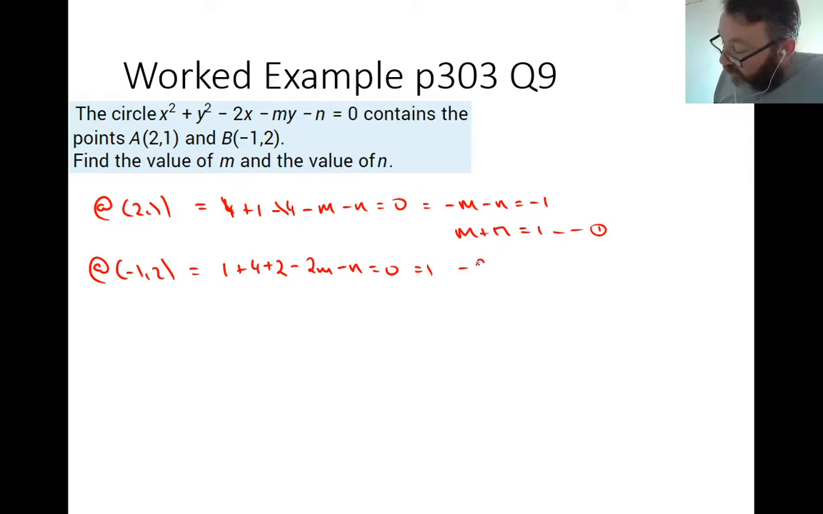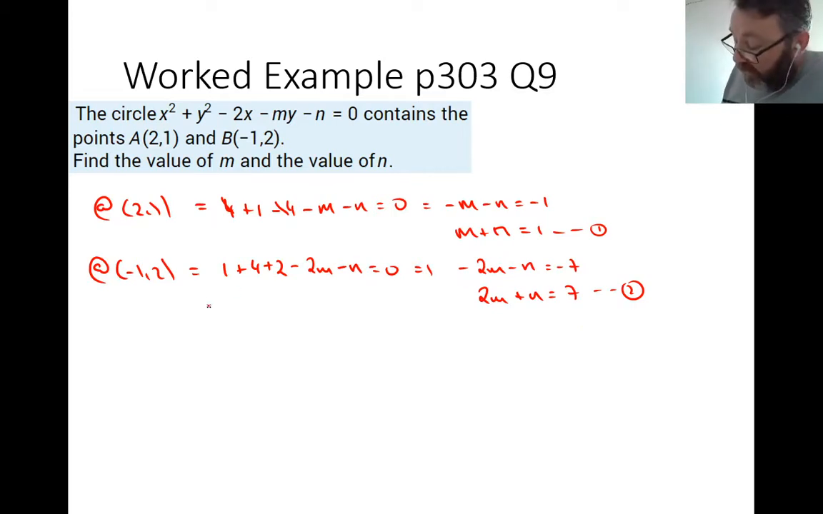So we get minus 2m minus n plus 7. So bring it over to your side, minus 7. So that becomes 2m plus n equals 7. And that's equation number 2. And there's my pair of simultaneous equations. That's it. So all I've got to do now is take them.